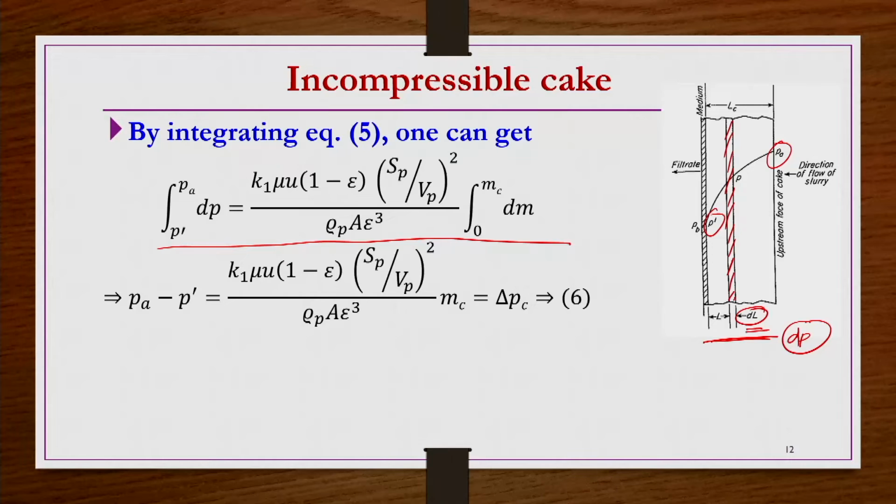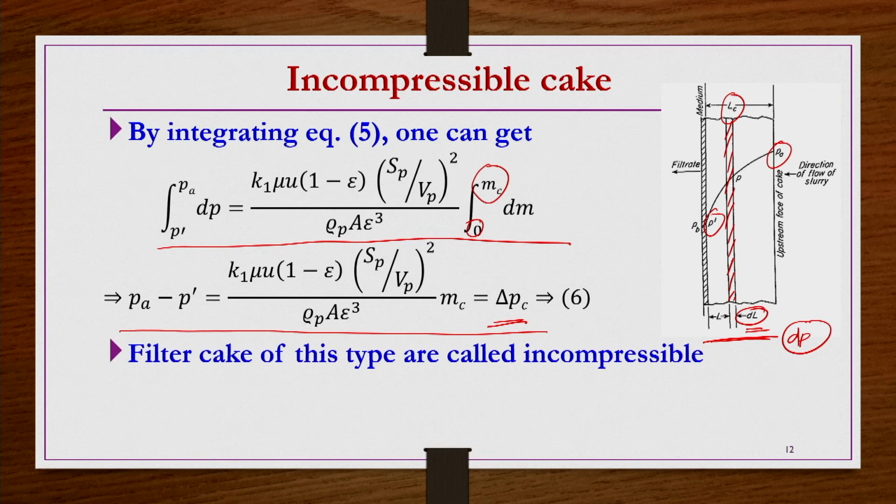At P prime, there is no filtration, or no particles deposited on the surface of the filtrate initially, right. So the mass of particles at the interface is almost 0. And at PA, when the cake builds up and forms a thickness of LC, whatever solids are there, the mass of the solids in the cake is MC. So there should be two limits of dm, 0 to MC. When you do this, you get this equation, and PA minus P prime is nothing but the pressure drop across the cake. So that is delta PC.